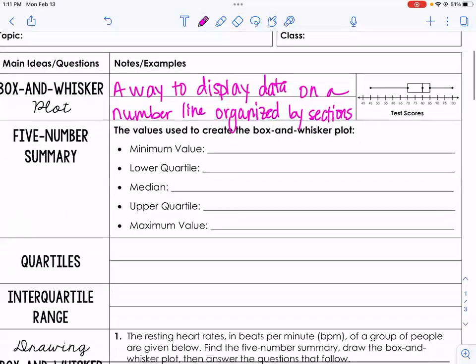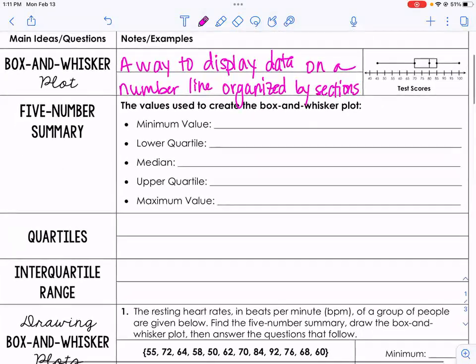Okay, so we create a box and whisker plot by creating a 5-number summary. So we have the minimum value. What do you think that is? The value that is the lowest. Okay, our lowest number. I'm going to say smallest. I feel like that's a better word. So our smallest value. On the flip side, what do you think this is? The maximum value is our largest value.